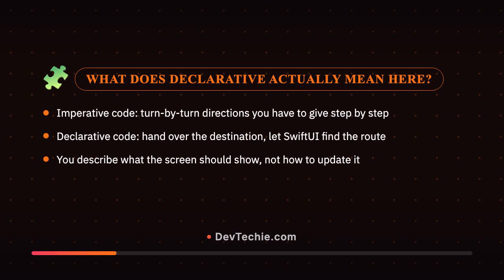Here's a useful way to think about it. Imperative code is like giving someone turn-by-turn directions: turn left, drive 2 miles, turn right. Declarative code is like just handing them an address and letting the GPS handle the route. With UI Kit, you were the one giving turn-by-turn directions, manually telling a label to update its text, manually telling a table view to reload its rows. With SwiftUI, you just describe the destination. This is what the screen looks like when this particular piece of data is true. Change the data and SwiftUI recalculates the route and redraws the screen for you. You stop thinking about how the screen updates and start thinking about what the screen should show.